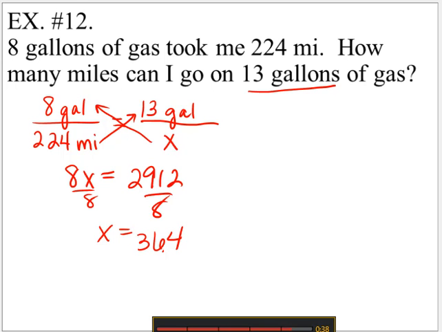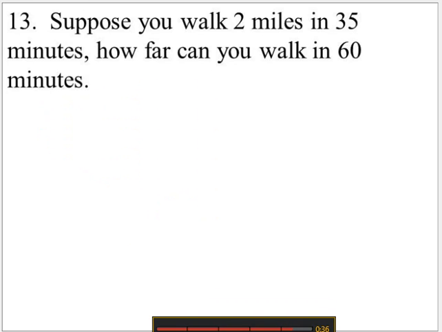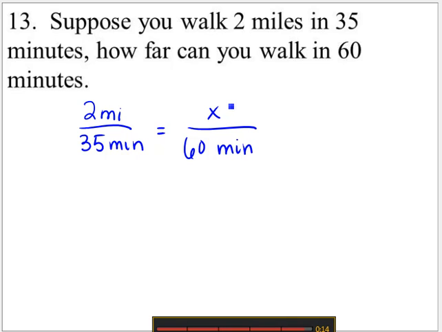Let's see if I can at least set up one more problem with the time I have left. I probably won't have time to solve this one, but we can set it up. We're going to walk 2 miles in 35 minutes. How far can I walk in 60 minutes? Well, I would write my 60 not on top. I was reading that wrong. I want 60 minutes, so I want my minutes on the bottom. When I cross multiply and solve, I'll be able to come up with the right answer.